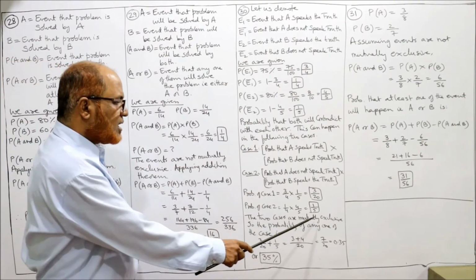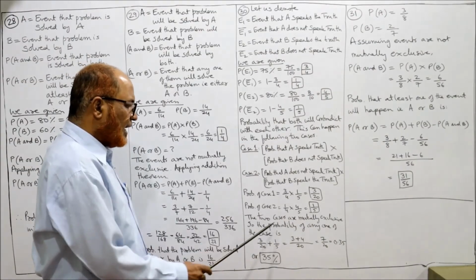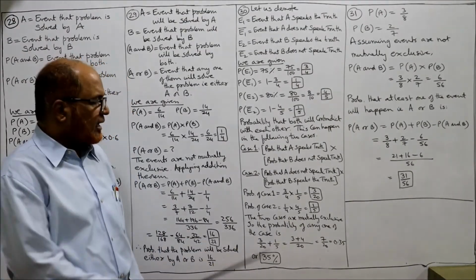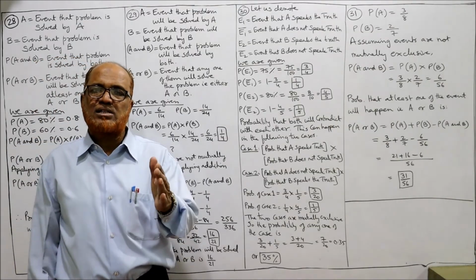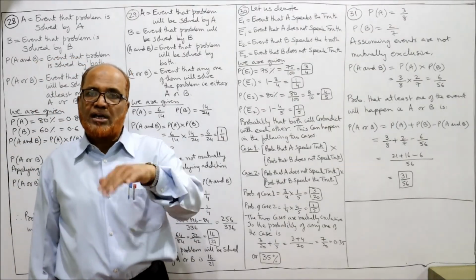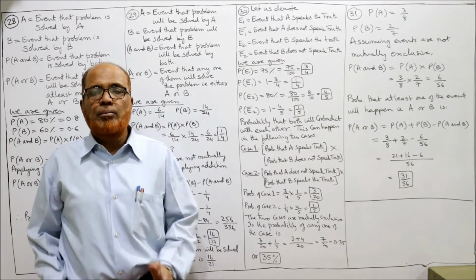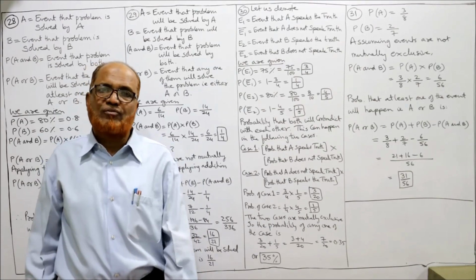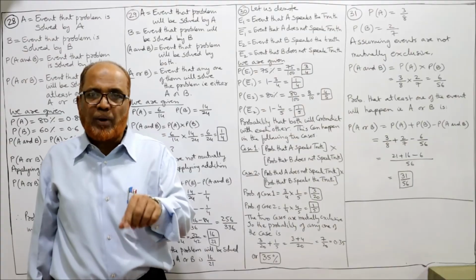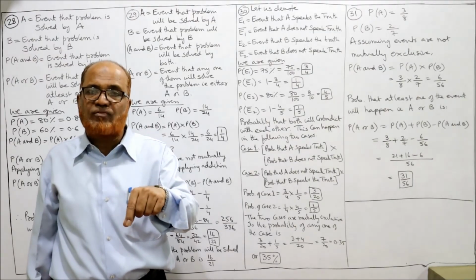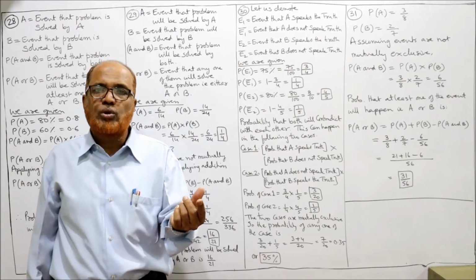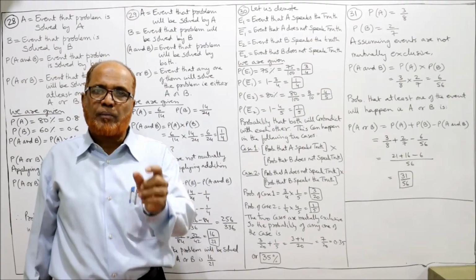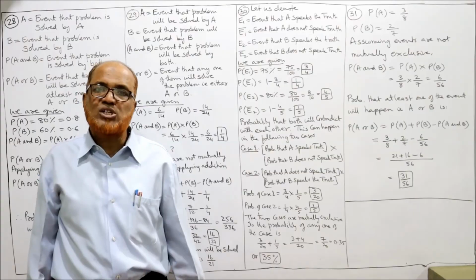Now the two cases are mutually exclusive, so the probability of any one of the cases... now this case 1 and case 2 are mutually exclusive. Mutually exclusive means if case 1 happens then case 2 will not happen, and if case 2 happens then case 1 will not. Both the cases are mutually exclusive. So in that case, what is the probability of either case 1 or case 2? So P of A plus P of B, probability of case 1 plus probability of case 2.